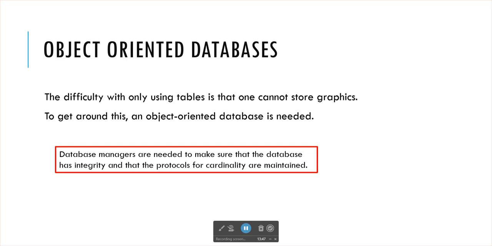Object-oriented databases permit us to actually store things other than, say, data. And this becomes important today.